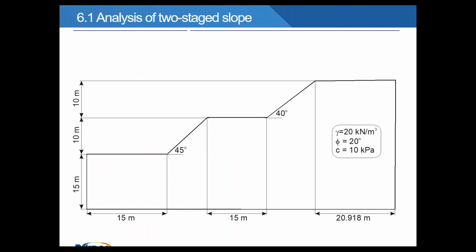Okay, let's look at this example. We have a two-staged slope. One slope is 45 degrees, then the second is 40 degrees. So if the material is uniform, of course, the factor of safety of this part will have the lowest value, and this part will have a higher value of factor of safety.